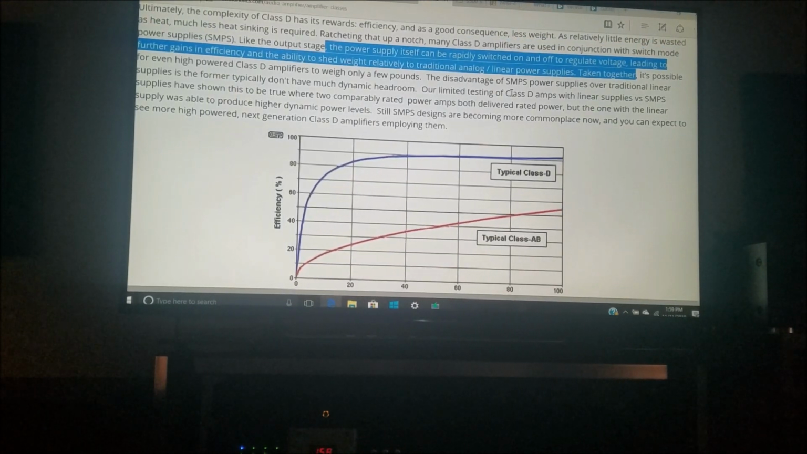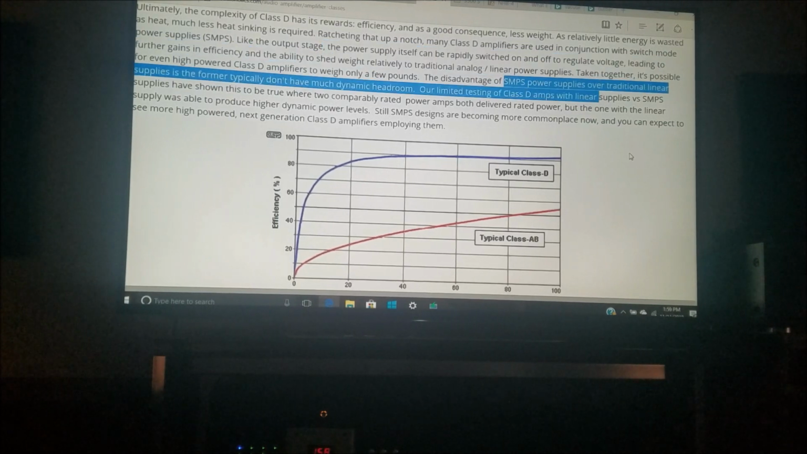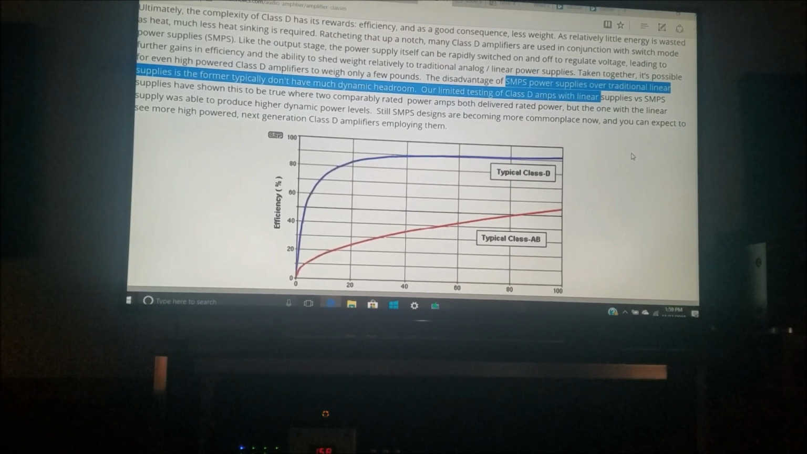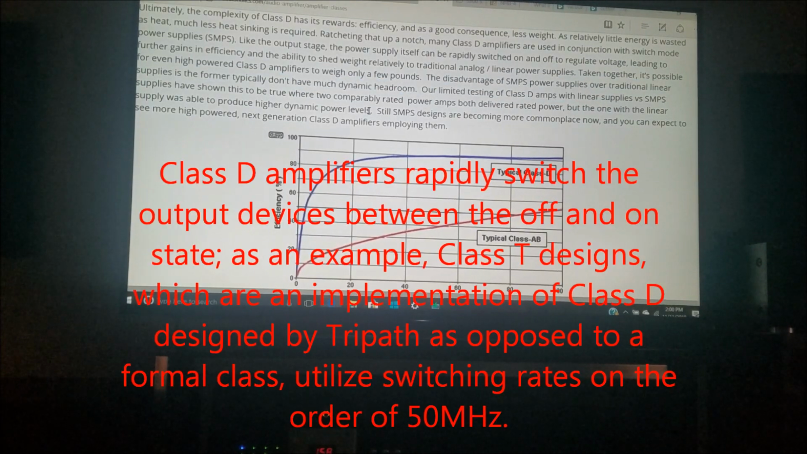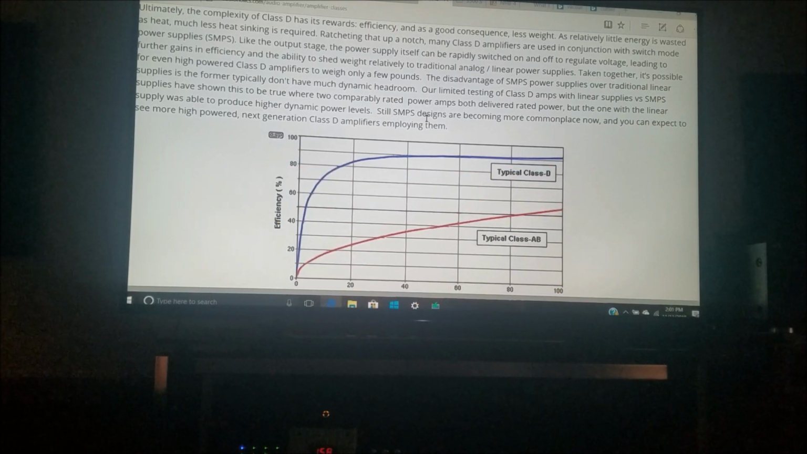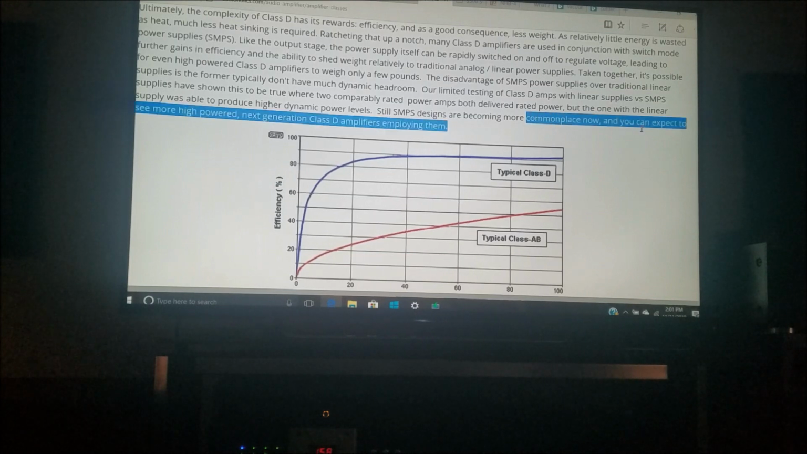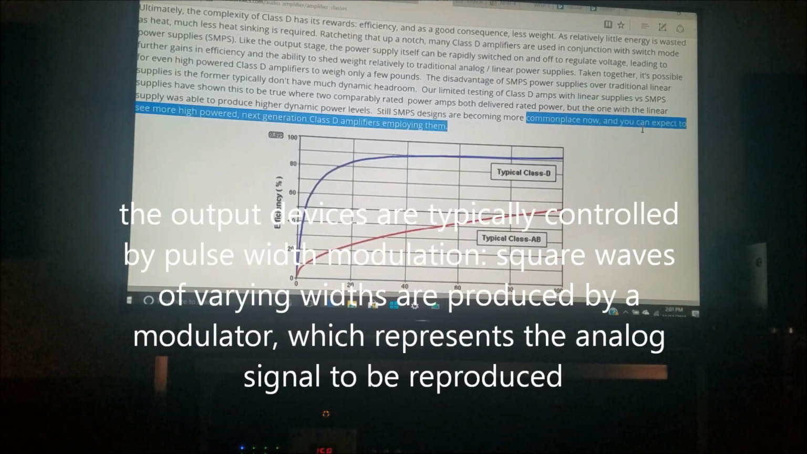Like the output stage, the power supply itself can rapidly be switched on and off to regulate the voltage, and that leads to further gains in efficiency and the ability to shed weight relative to traditional analog or linear power supplies. Now, one main downfall is that switch mode power supplies oftentimes aren't as linear, and don't have as much power or dynamic headroom as some of the traditional linear power amps did. So usually the quality Class AB amps are able to produce a little bit higher power levels at the higher dynamics, but switch mode power supplies are becoming more commonplace now. You can expect to see them in high-powered next-generation Class D power amplifiers, and we've seen exactly just that.